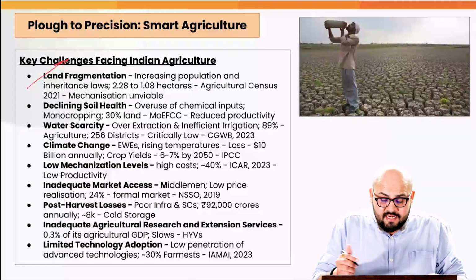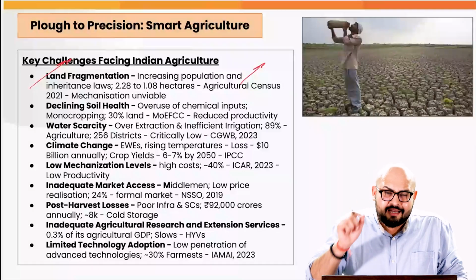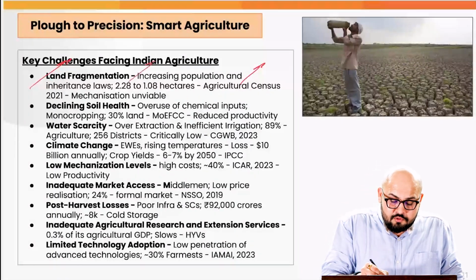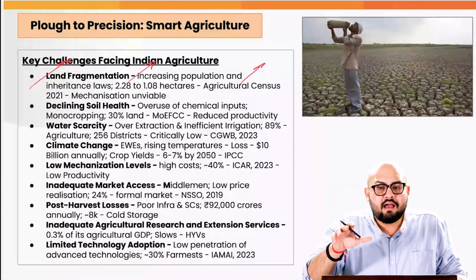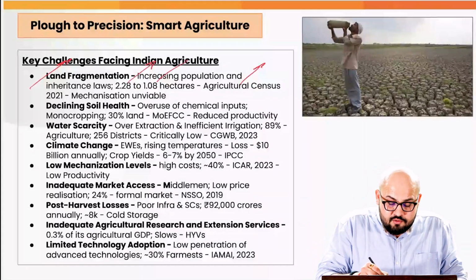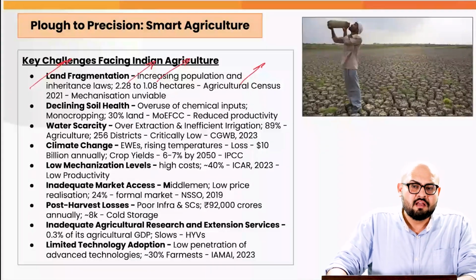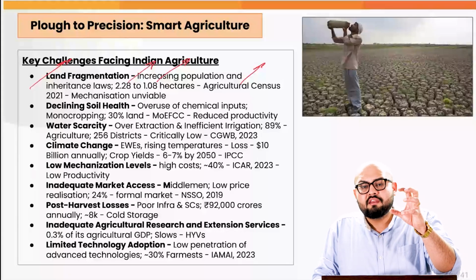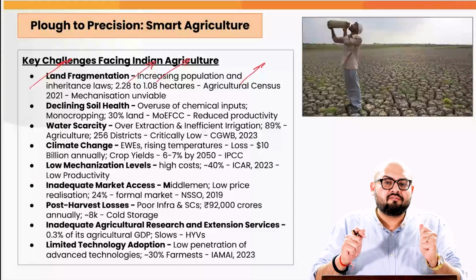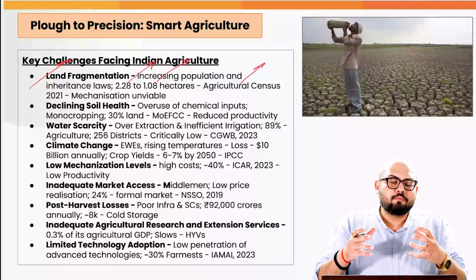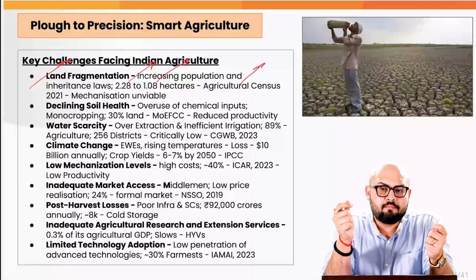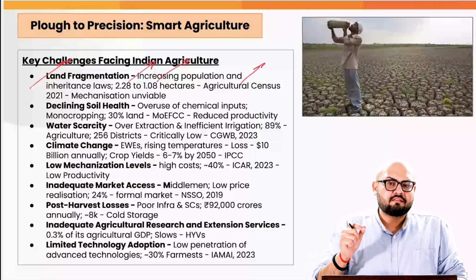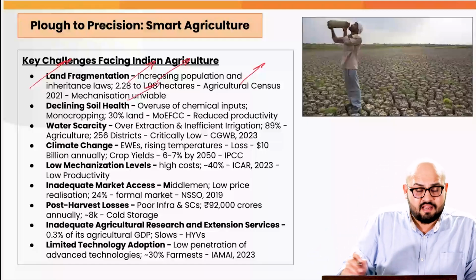Now, understand, we have the data provided by the Agriculture Census, which says that in the year 1970-71, the average size of the land holding in India was almost 2.28 hectares. And now, in the year 2019-20, it has reduced to 1.08 hectares. So obviously, when you have smaller farms, you will not be in a capacity to use the resources effectively. If you want mechanization, if you want some automation in the field, that would not be possible because it would make it unviable. So the smaller the land holdings, the lesser the chances for mechanization. It makes mechanization unviable.